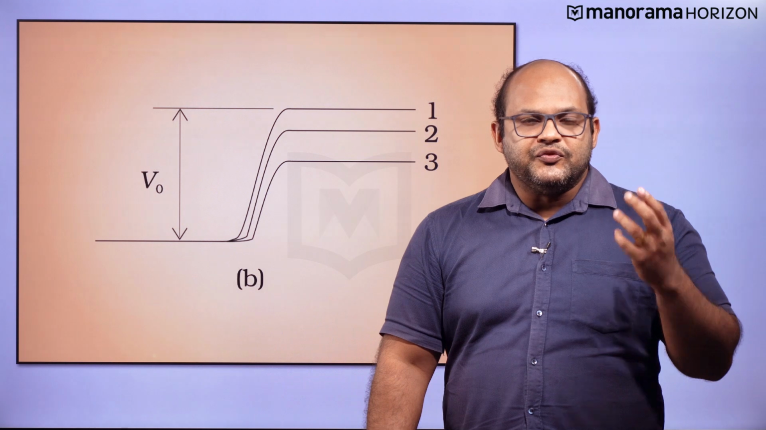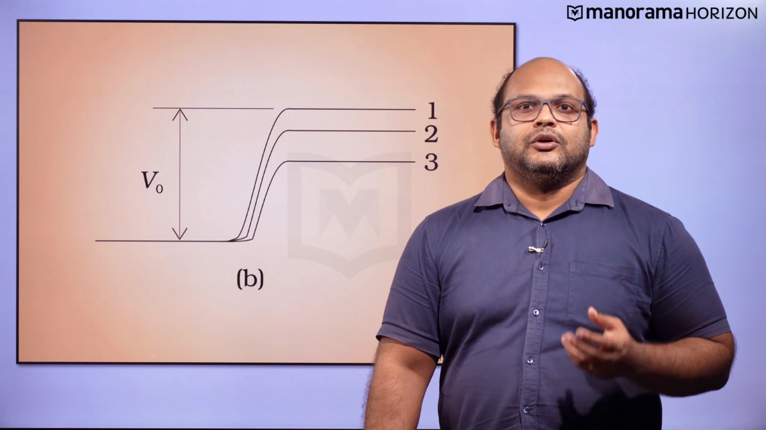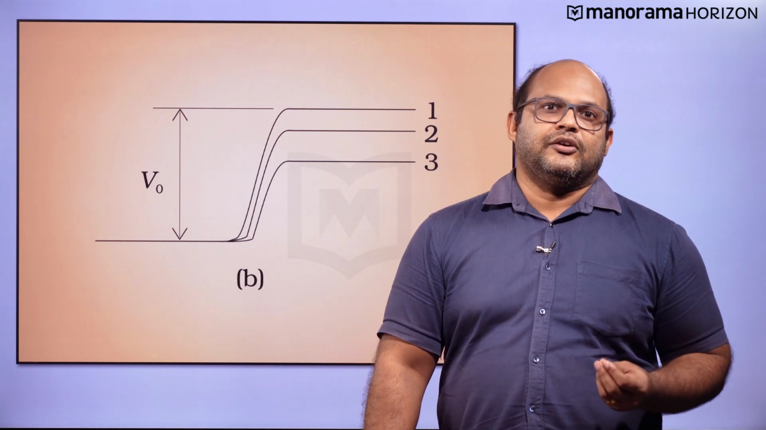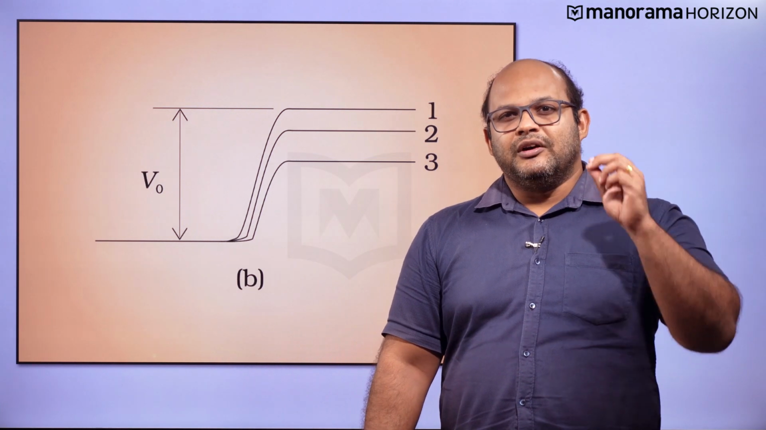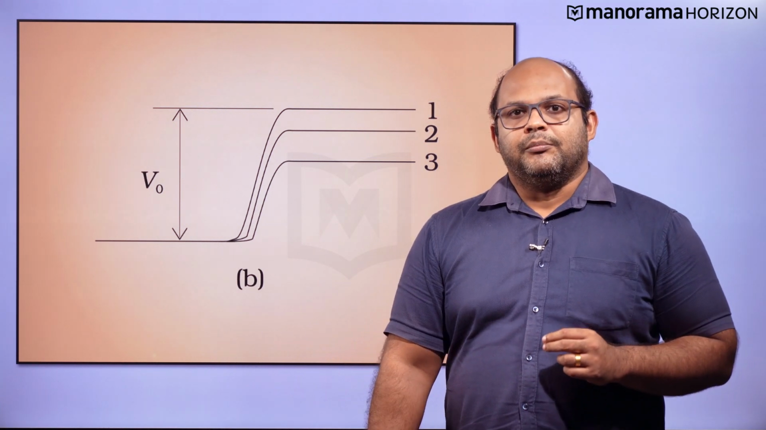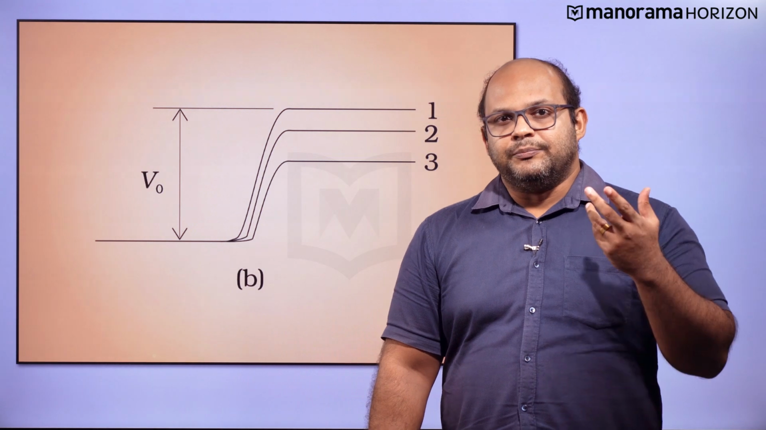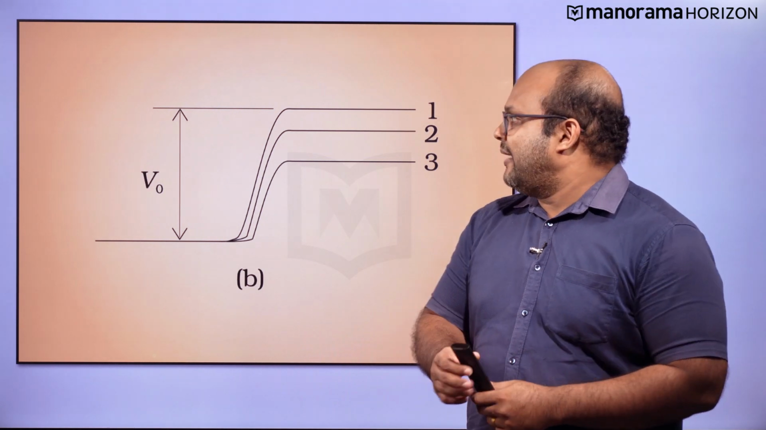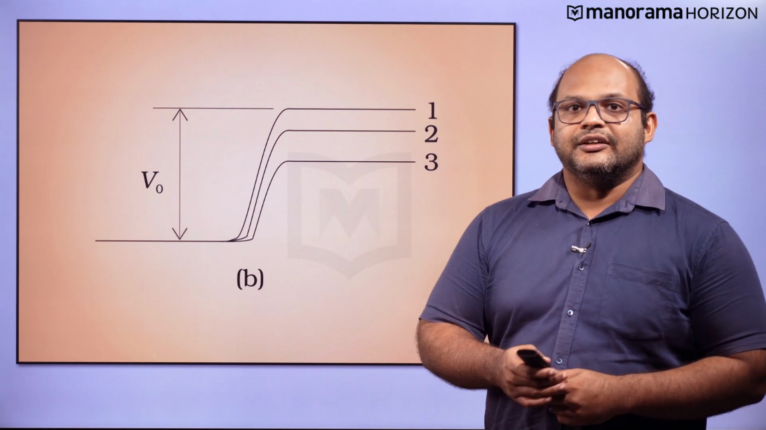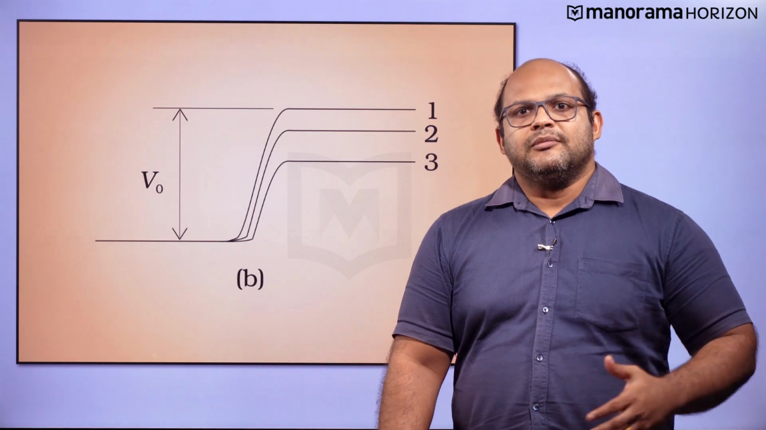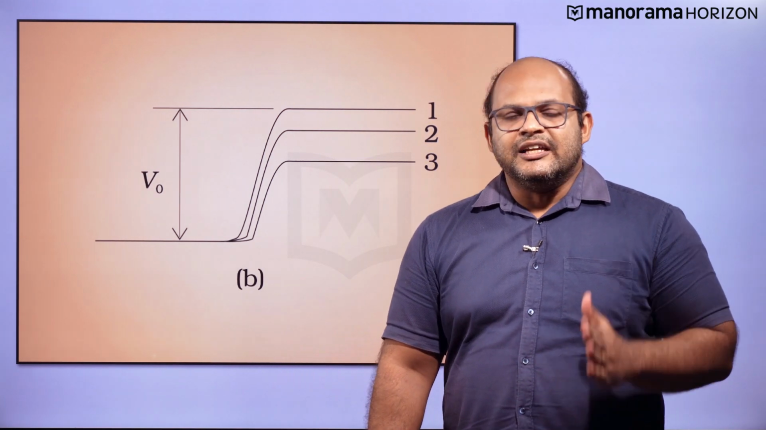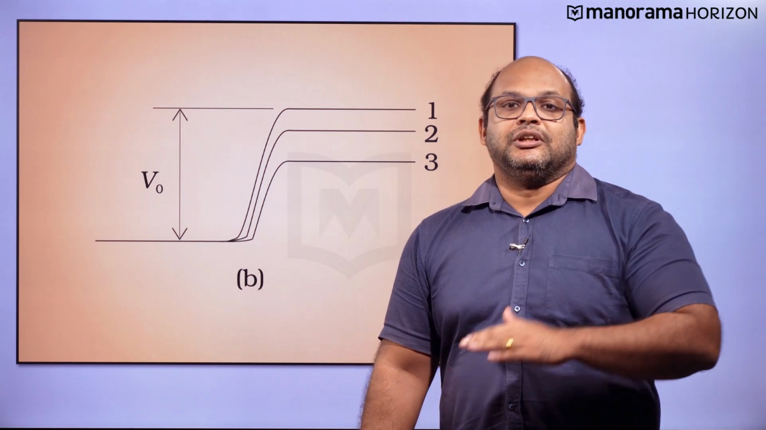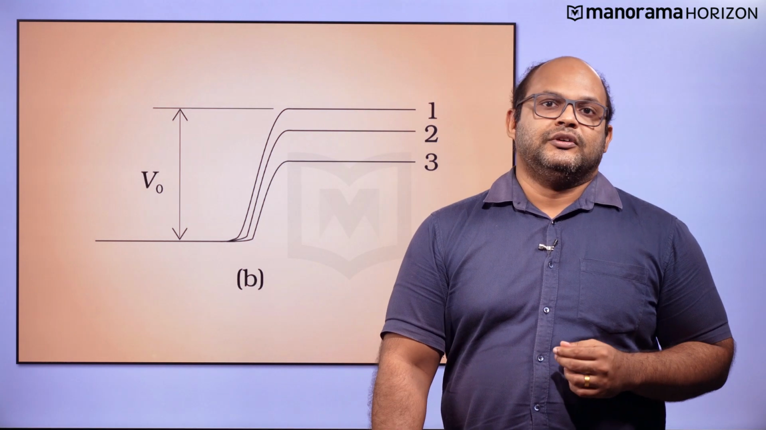When the external voltage V is much less than V0, only a small number of carriers will have enough energy to cross the depletion region, and so there will be a very small current. But as V is increased, the depletion region will decrease and the barrier voltage will also decrease. As a result, more and more carriers will be able to cross the junction. Thus, with the increase in applied forward potential, there is an increase in the flow of current.